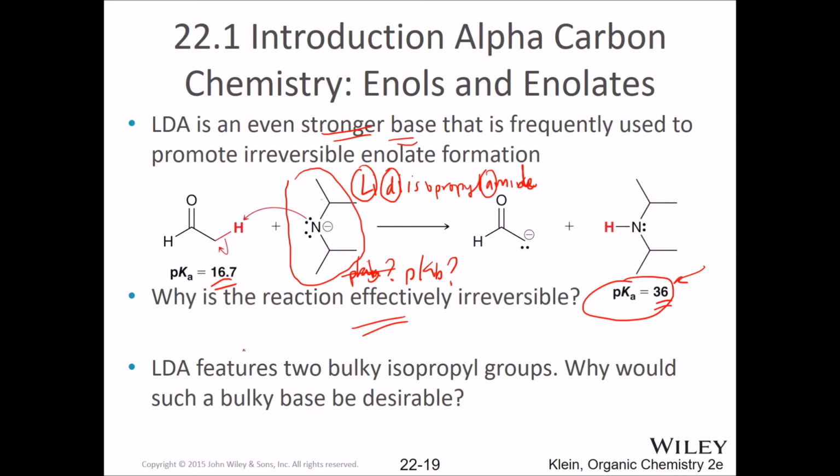Okay? Now, LDA features two bulky isopropyl groups. Why would such a bulky base be desirable? What are we trying to avoid? It's really, really important. I'll give you a hint: Chapter 19, Chapter 20, Chapter 21. Right? We have a nucleophile here. Now, it's really not a nucleophile because it's so big, right? Okay, that's way more than a hint. Please work that out in your head. If you've budgeted enough time for this and you have the spirit for it, I suggest you actually draw out the reaction. Okay? Make some notes on that.